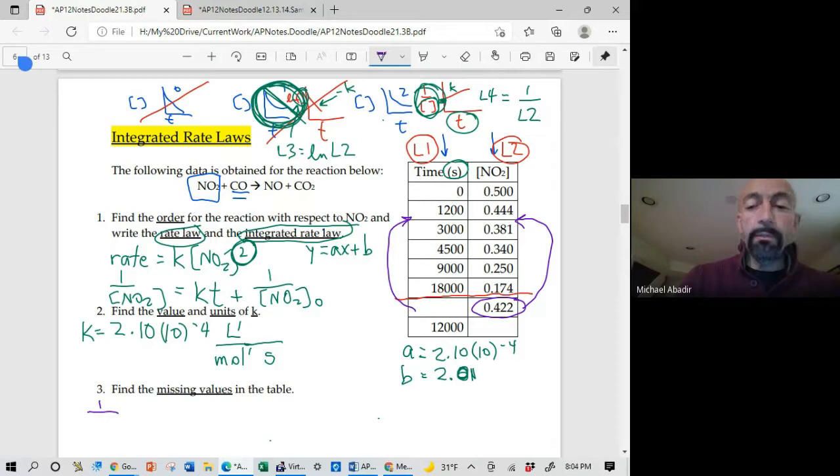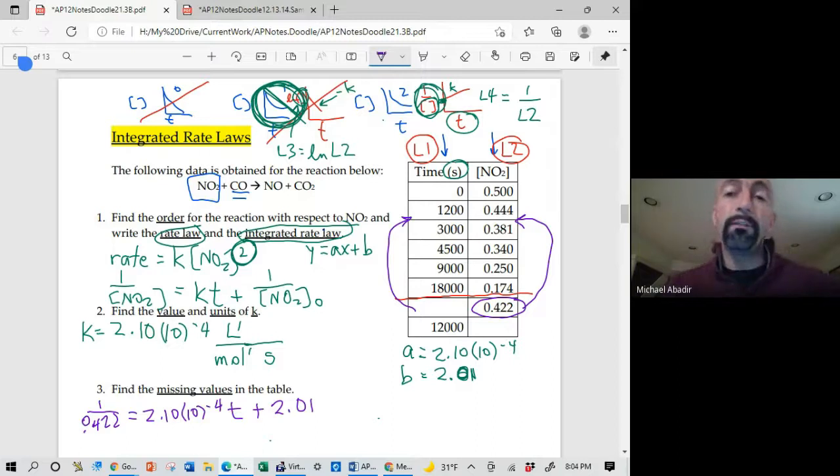So let's do it. So the concentration is 0.422 molar. So I'm going to write that over here, 0.422 molar. And that's going to equal the slope, which we got is 2.10 times 10 to the minus fourth. That was a positive number. Now the time is what we don't know. And then we're going to add the intercept, which is 2.01.